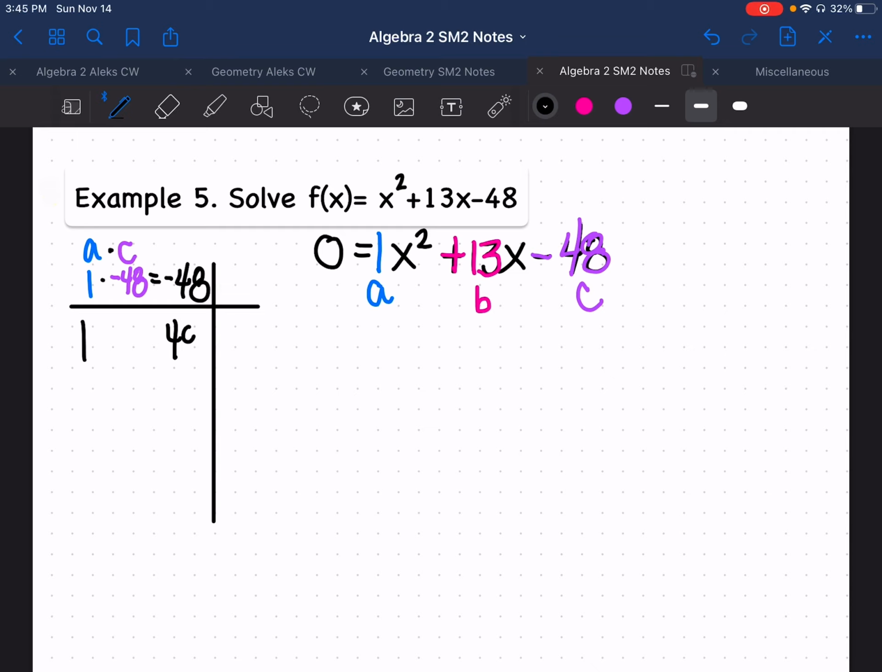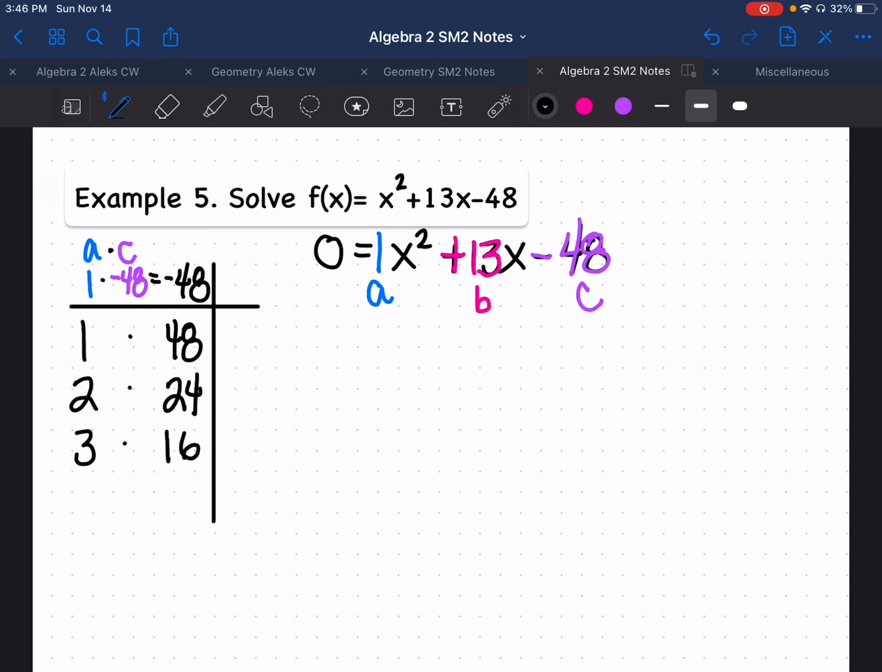So 1 times 48, you don't have to put the multiplication in between. I like it simply because it reminds me that I'm multiplying. What two numbers multiply to 48? So right now I'm just thinking 48.